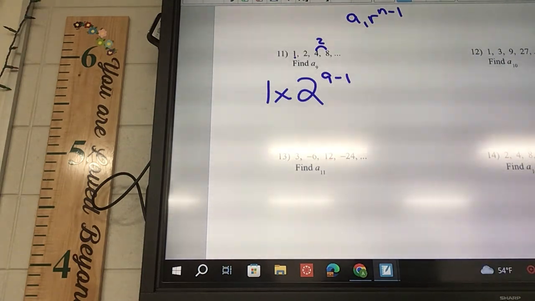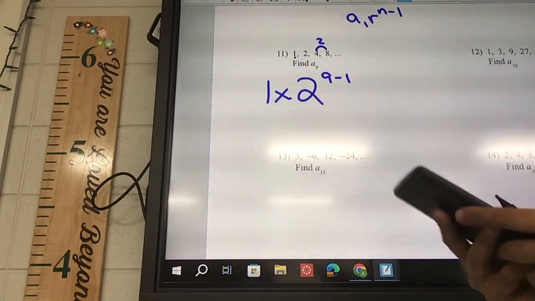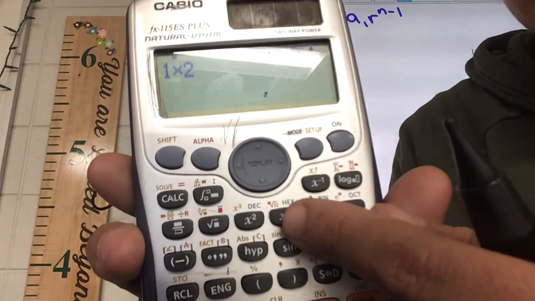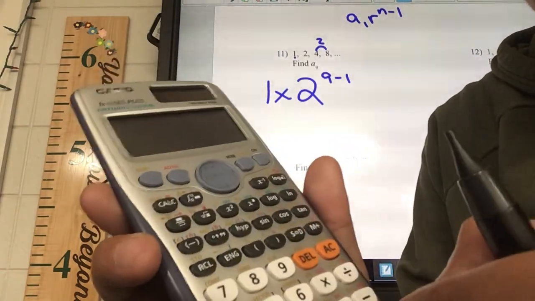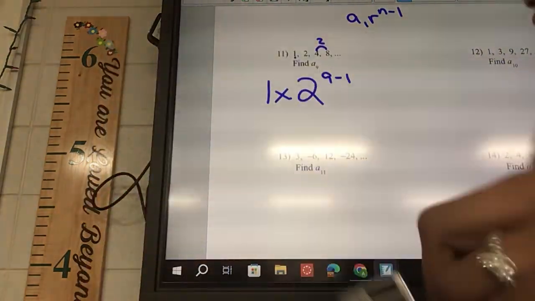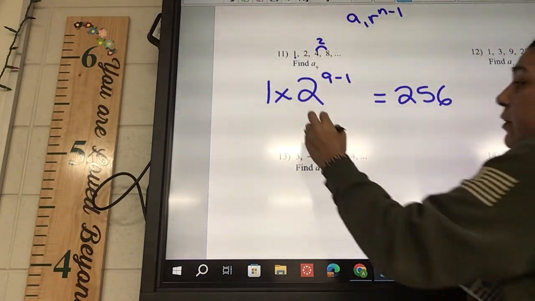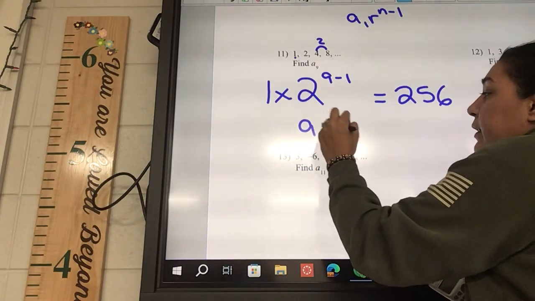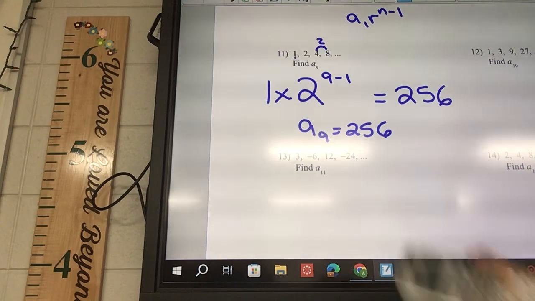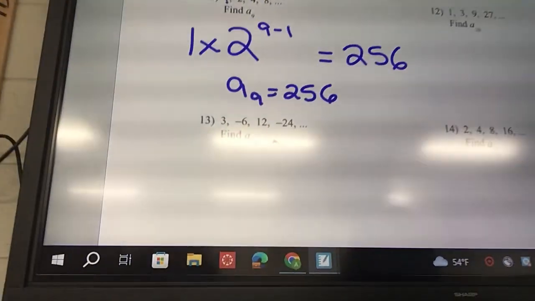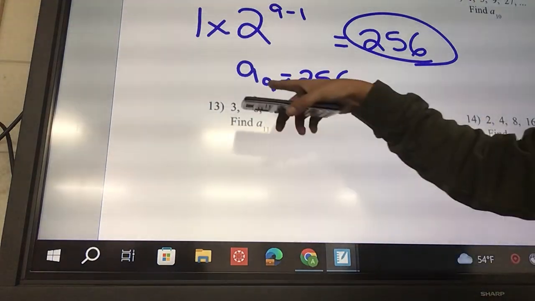Okay. So we're going to type that on our calculator. You're going to say 1 times 2. Again, you're looking for this X button. And you're going to say 9 minus 1. And that's 256. Okay. So this is 256. And really the fancy answer should look like this. A sub 9 equals 256. Okay, that's the fancy answer. But we'll get there. Today, this is what I'm shooting for. Okay? But technically, this is what it should look like.